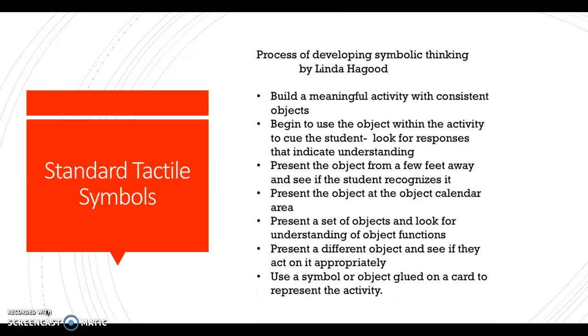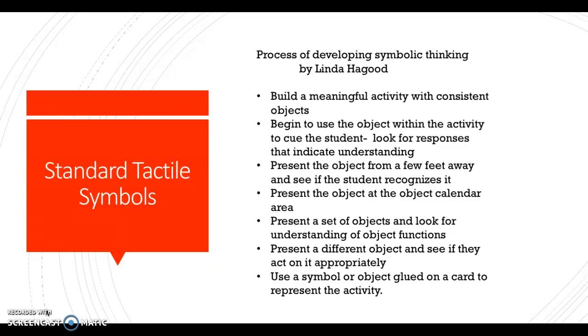Standard tactile symbols can be taught in a consistent way to build meaning. You might begin an activity with a consistent object to begin to use the object to cue the student and then look for responses. For example, if you're making orange juice, you might give them a pitcher, and the pitcher itself becomes the meaning of the task. And so when the student sees the pitcher, you look to see if they're understanding you by going to the pitcher or getting excited or responding in some way. Of course, if they don't have vision, then you would also present it tactilely. You'd let them feel it.